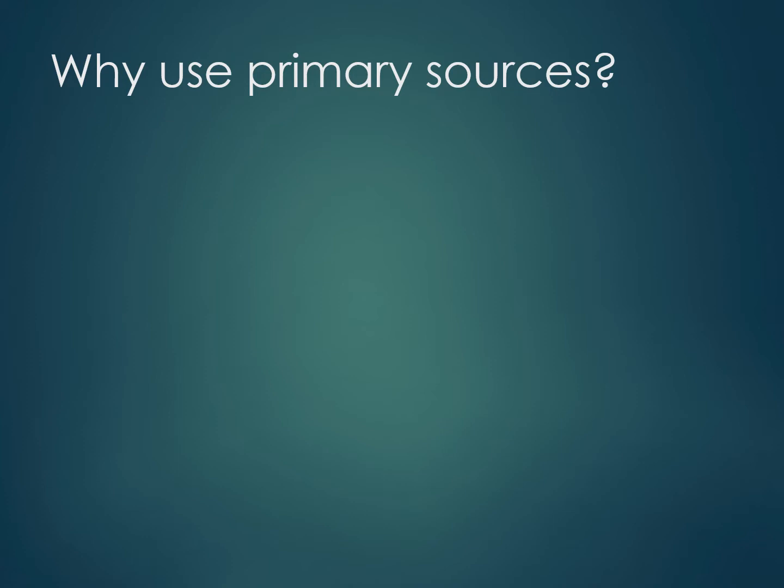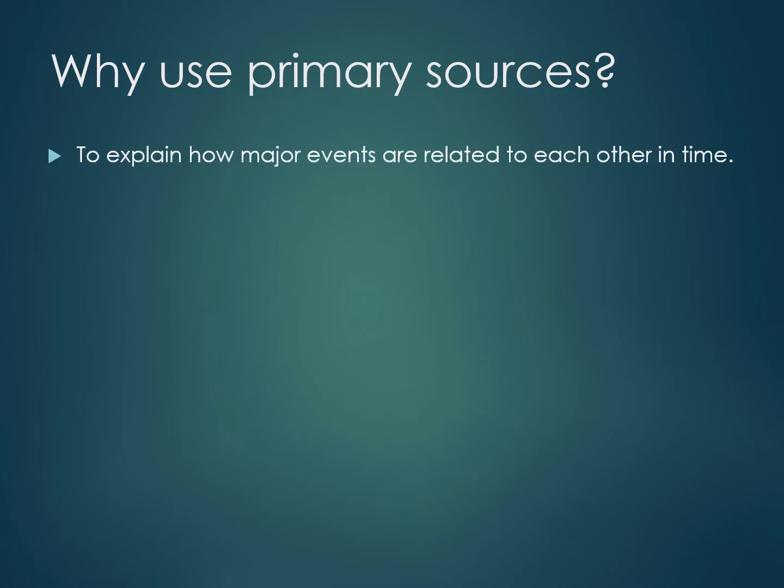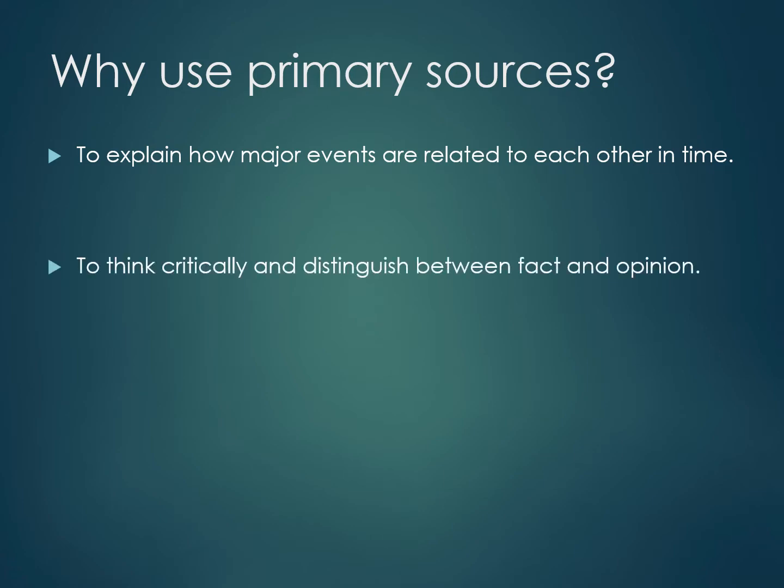So since we're using a variety of sources, primary and secondary, what's the purpose of using primary sources? Why should we? They help explain how major events are related to each other in time. They help you to think critically and distinguish between fact and opinion because you're getting the story right from the person. So you need to think critically about what is their opinion and are they telling facts, and how to analyze those we'll talk about later.